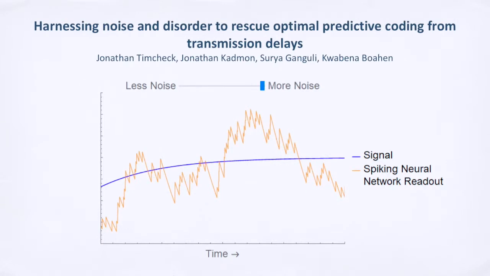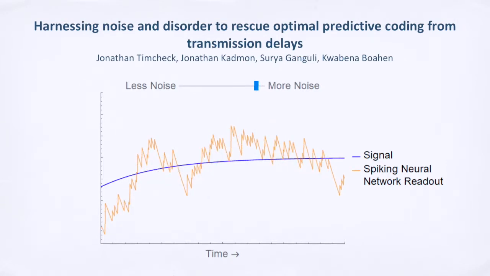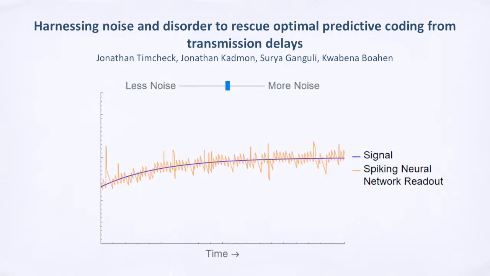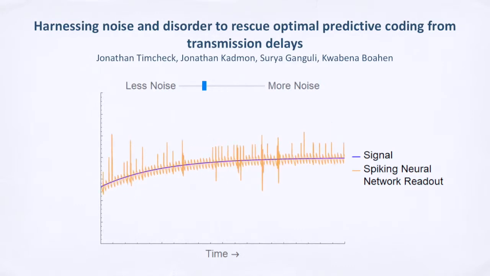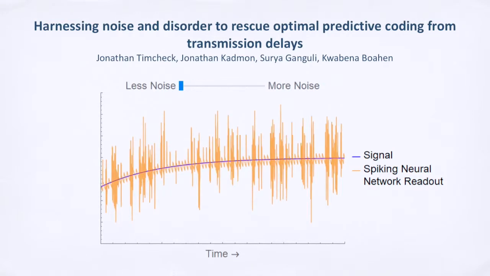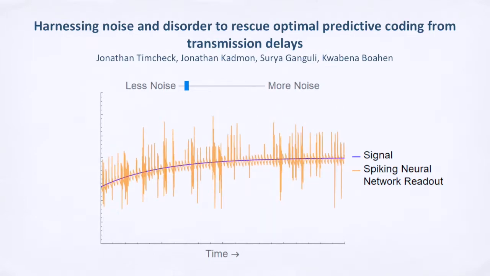And you can see that the signal readout is very messy when there's a lot of noise, but it's also very messy when there's very little noise. And so this implies that there is actually an intermediate value of noise that is optimal. You might be familiar with the term stochastic resonance for this kind of phenomenon. So if you're interested to learn more about this and how to actually calculate the optimal noise level, stop by my poster.